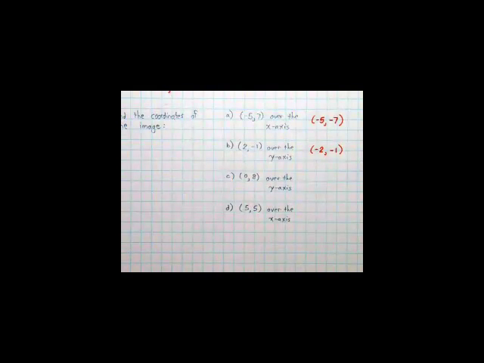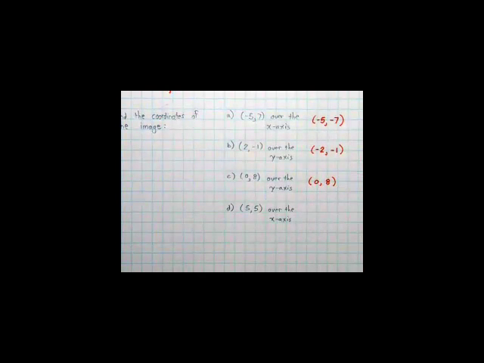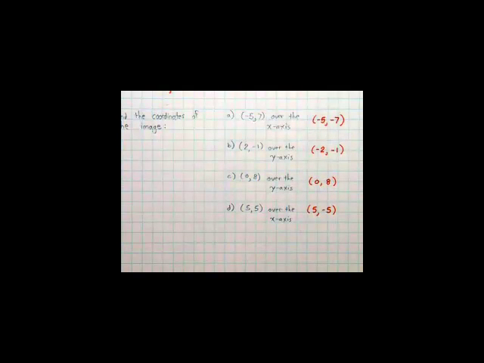0, 8. Somebody else. Yeah, Tara. 0, 8. The y stays the same. The 0 changes sign, but it's 0, so it's still 0. And then 5, 5. Yeah. 5, negative 5. Good. Correct.